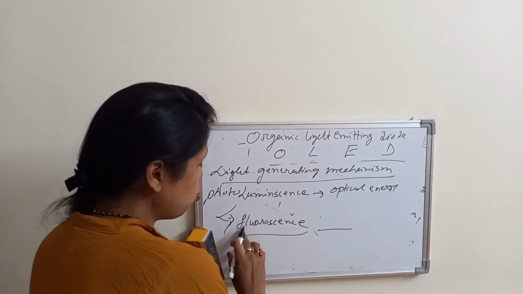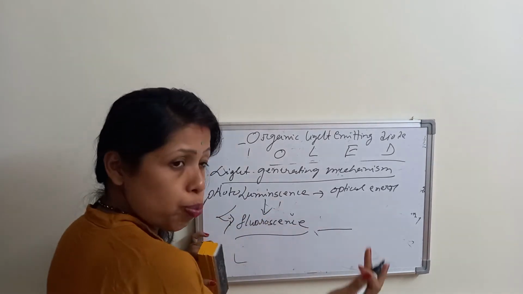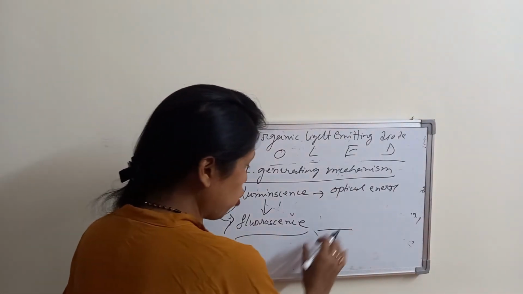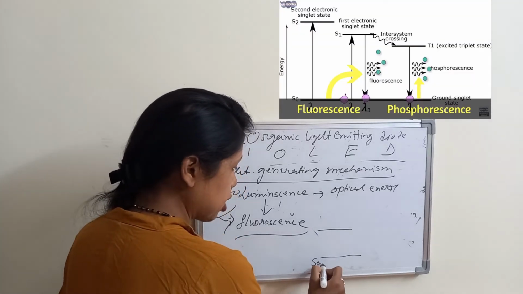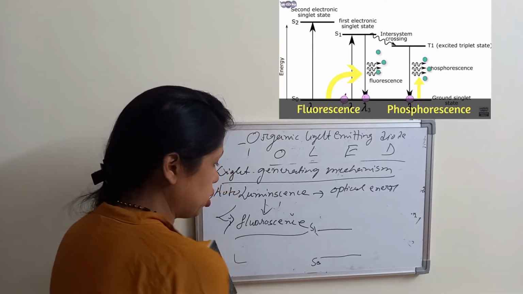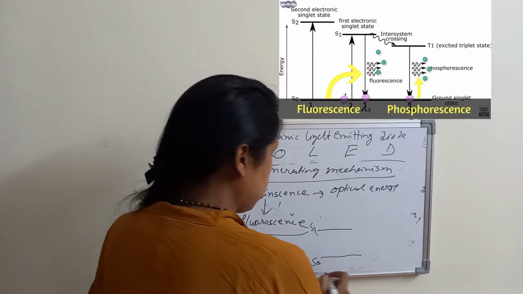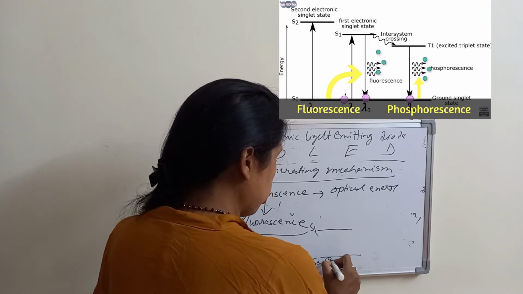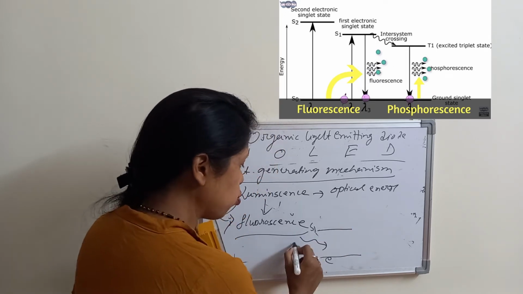Photoluminescence is further divided into two parts: one is fluorescence and another is phosphorescence. Now I am drawing the diagram. This is the lower energy state S0, and this is the higher energy state S1. Suppose the electron goes from S0 to S1 by absorption of a photon.